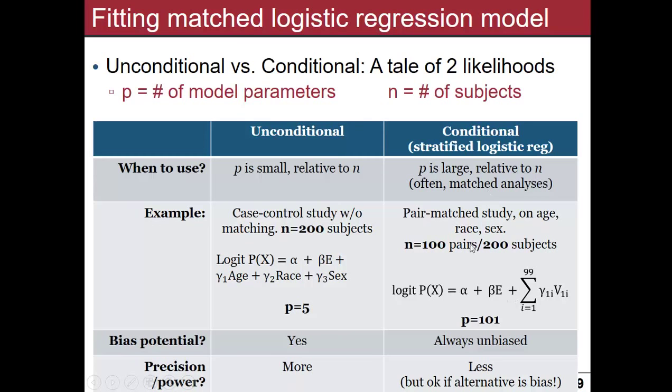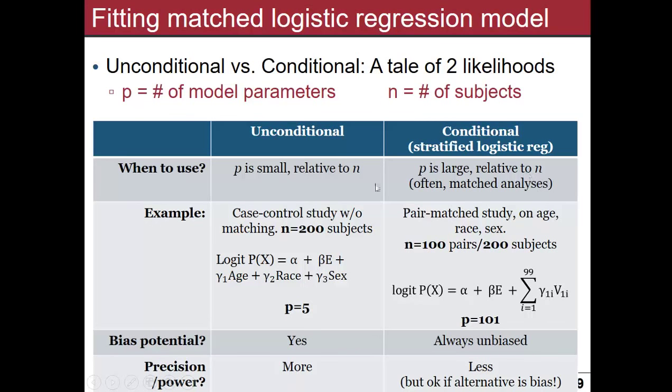For example, imagine you had a pair-match version of the same study where you matched on age, race, and sex instead of controlling for them as covariates. Here, if there's 200 subjects, you'd have 100 matched pairs, and your model might look something like this: alpha plus beta times exposure, and then 99 dummy variables to keep track of 100 matched pairs. This is a situation where you need to use the conditional logistic model.